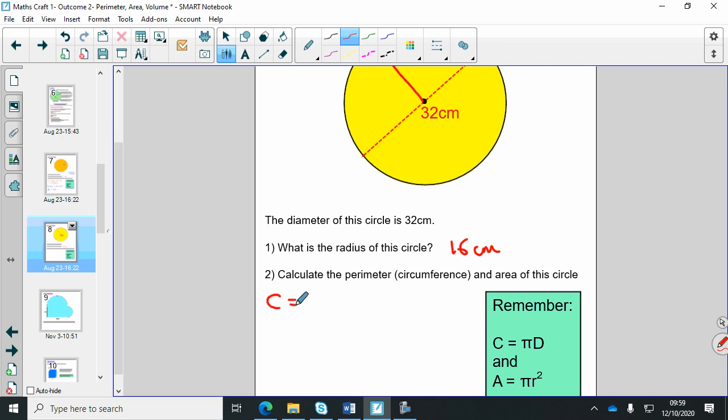So the circumference is, remember, pi times d. So that is pi times 32. Again, it comes up on my calculator as 32 pi, which isn't helpful. So press this button above delete, the one with the S and the D on it, and it comes up as 100.53. It's going to be centimeters. And then the area, that is going to be pi times the radius squared. That's going to be pi times 16 squared.